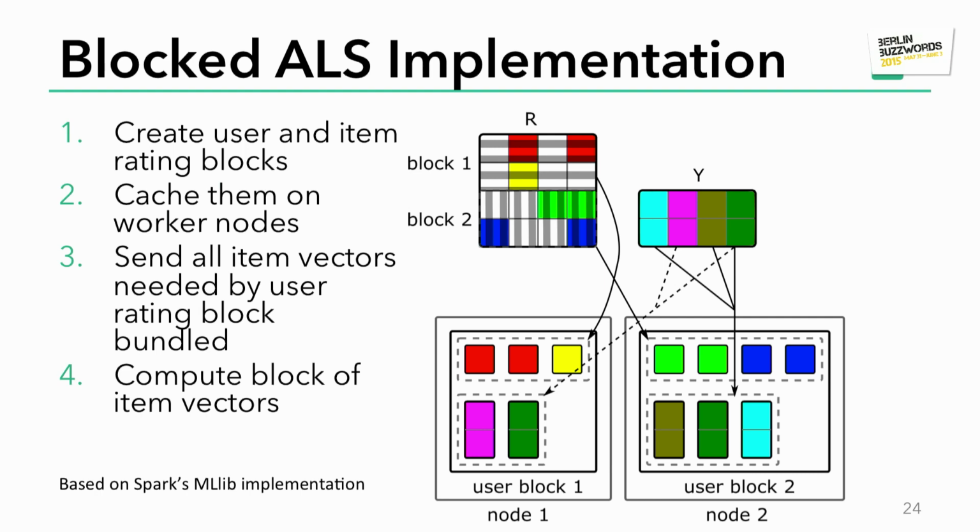And last but not least, we can pre-partition the rating matrix once according to the user blocks and once for the item blocks, and keep them on the machines. That way, the first join operation happens completely locally and, well, you don't have to do a shuffle step, which is nice.